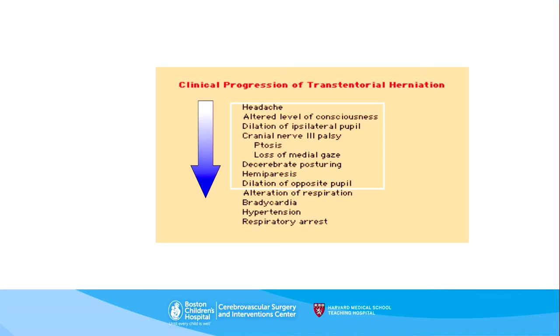First, you may have headache, then you may have some altered level of consciousness, then you get the uncal herniation, as I mentioned, and really the final red flag is the Cushing's triad as the brain gets pushed all the way down to the brain stem with bradycardia, hypertension, and respiratory arrest. So seeing this progression over time really would warrant urgent intervention.